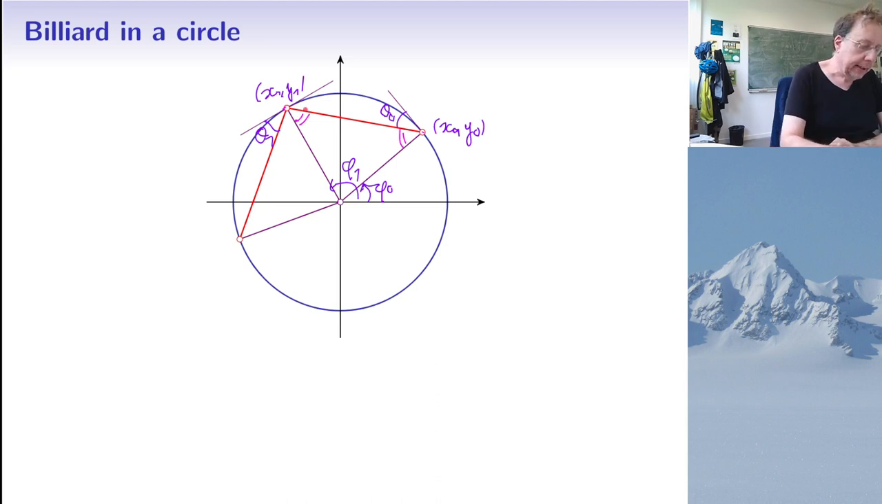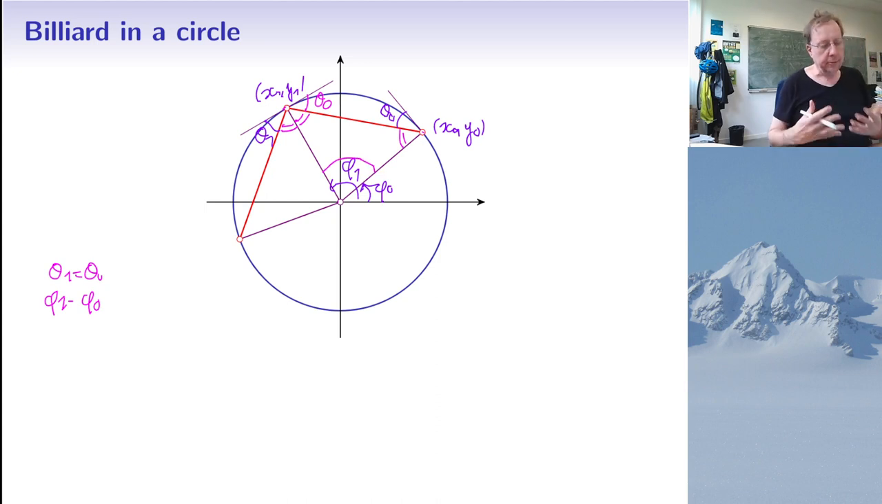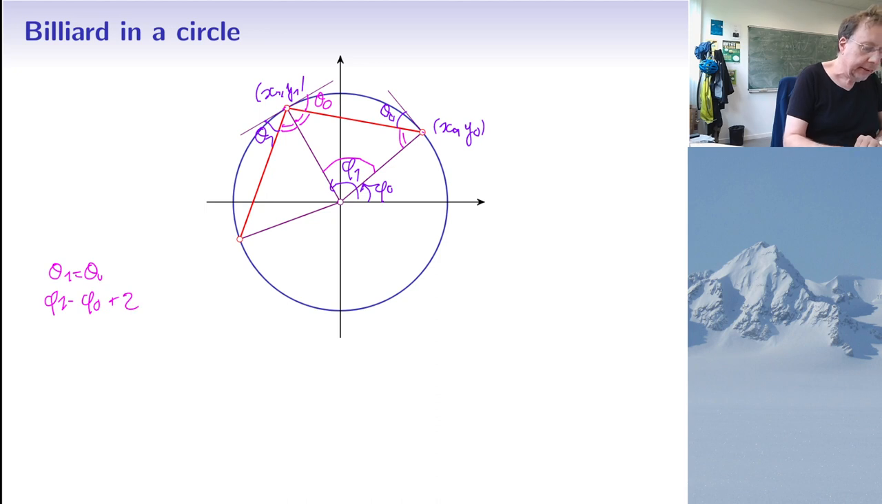But this means that this angle here is also theta naught. And since this angle is again the same by the law of reflection, I see that actually theta 1 is equal to theta naught. And the other thing I know is I can compute phi 1 minus phi naught, because I just use the fact that the sum of the angles of a triangle is pi. So what is this sum? It's phi 1 minus phi naught plus twice this angle here. And this angle here is pi over 2 minus theta naught. That should be equal to pi.